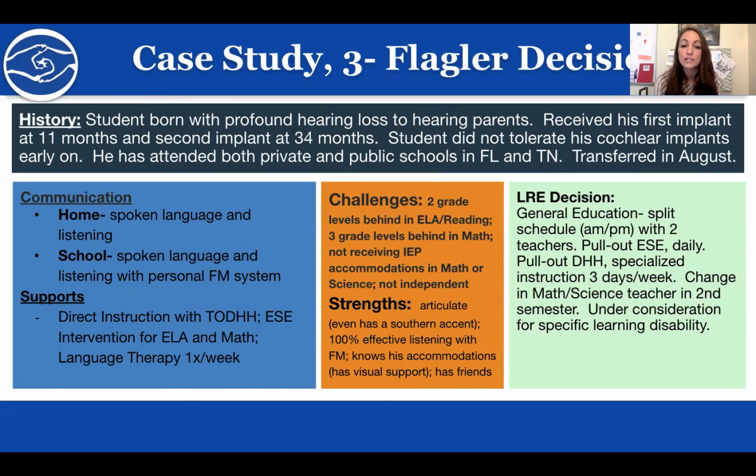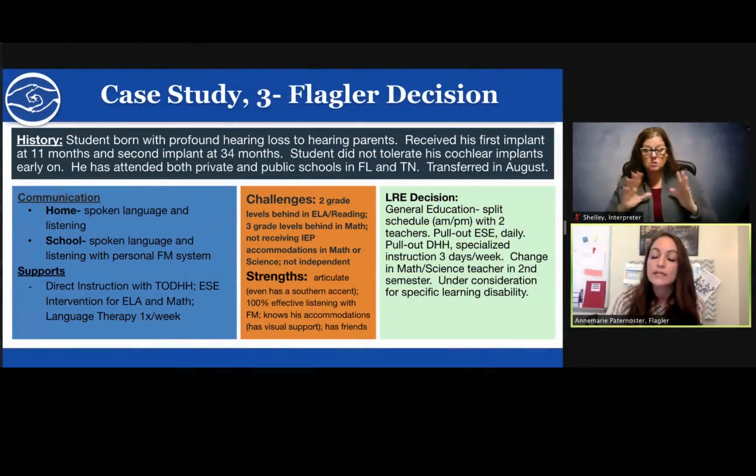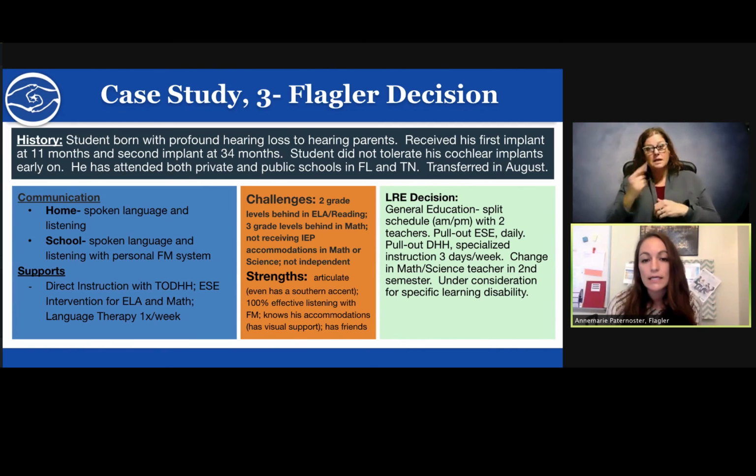So he is continuing in a general education class. He does have a split schedule, so he has an AM teacher and a PM teacher. That PM teacher is that math and science class. He does get pulled out for ESC every single day with concentration for his math skills and the ELA skills. I also see him 3 days a week, one-to-one for just intensive support. We were able to make a switch in his schedule. So we have a brand new math and science teacher. It just definitely was not a good fit.